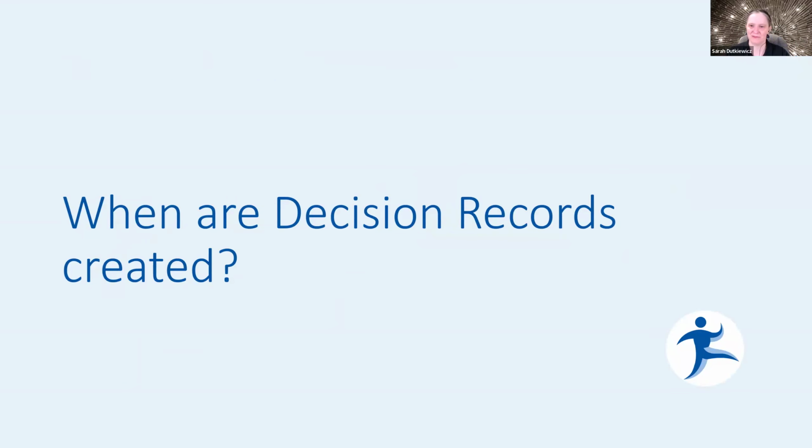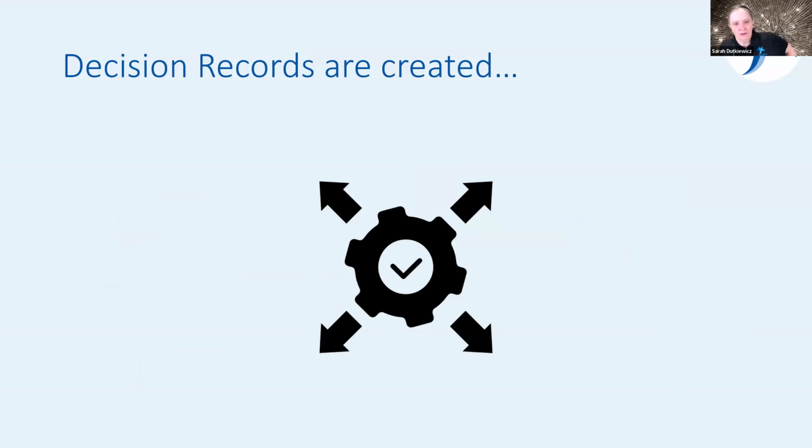Now, when are decision records actually created? You can create them before a decision is made. So while you're trying to figure out, I have a problem, I might not even know what options I have available to solve it. At least capture the context. Why do we have to make a decision?